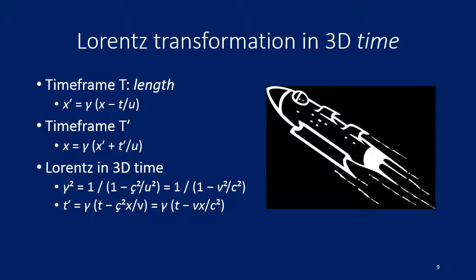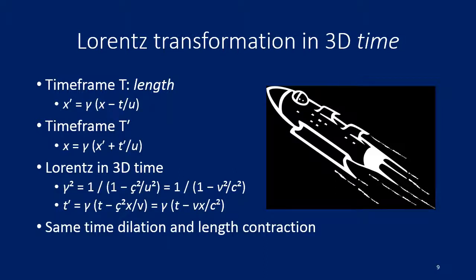So the Lorentz transformation in 3D time works out to be gamma squared is 1 over 1 minus c sedilla squared over the linearity squared, which it turns out is exactly the same as the gamma from before. And t prime similarly works out to be exactly the same as before, the Lorentz transformation in space. It's the same time dilation and length contraction.